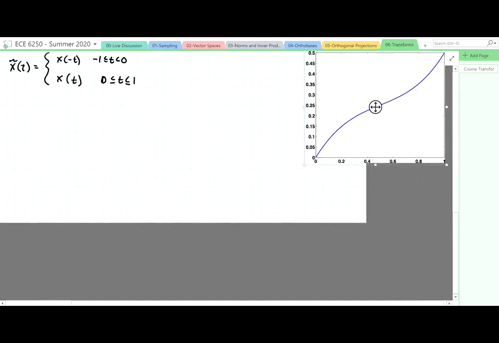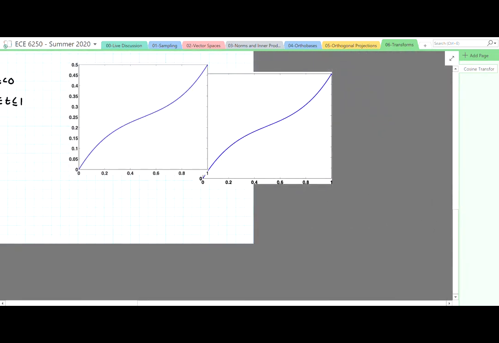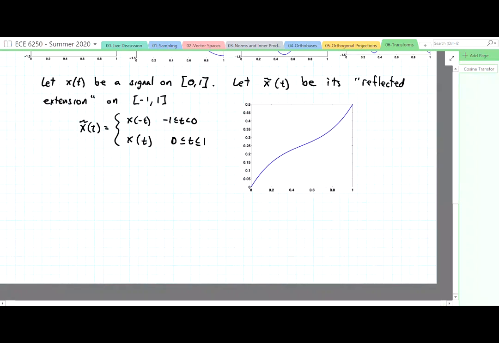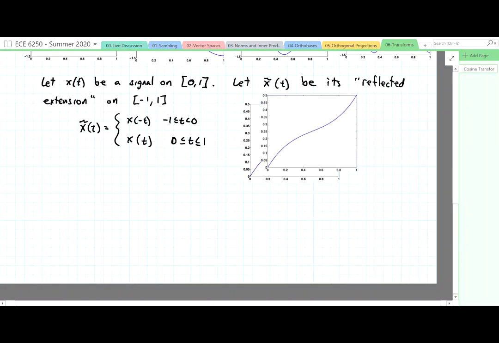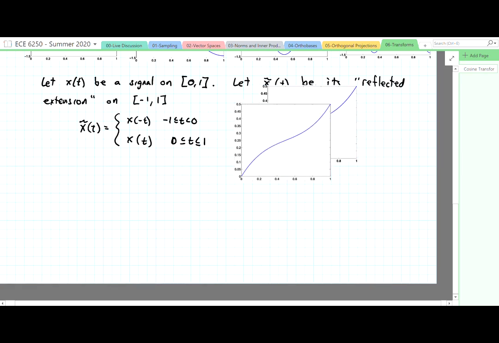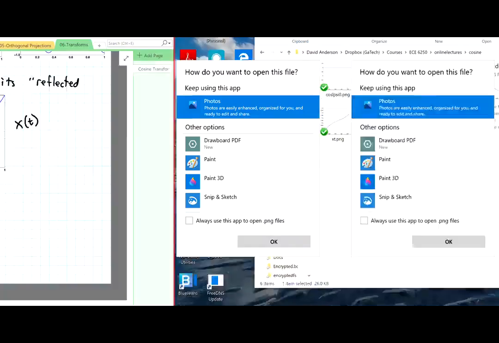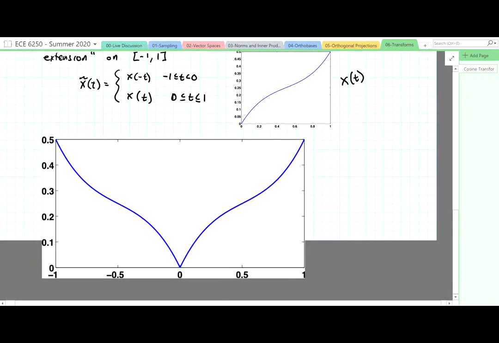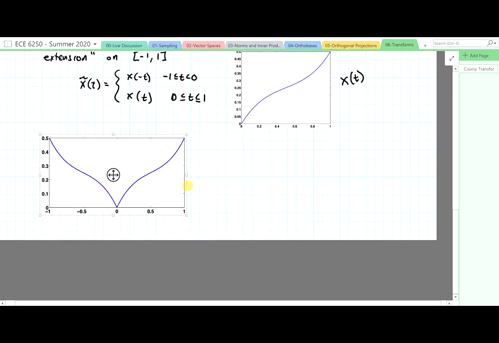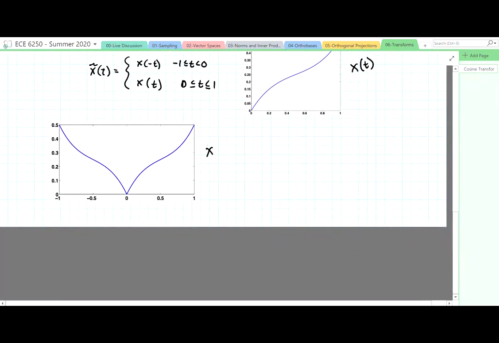So I happen to have an x of t that will just fit the bill, all ready to go. Here we are. Alright, we have an x of t defined from 0 to 1, and we find that x tilde now is just going to be, as it's described, a reflected version, reflected right about t equals 0.